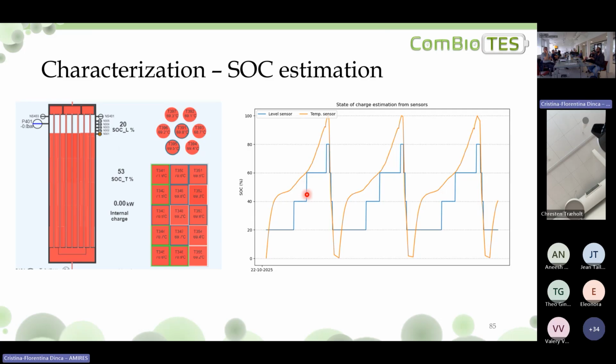And this chart shows the evolution of state of charge, like during a charge cycle and a discharge cycle.